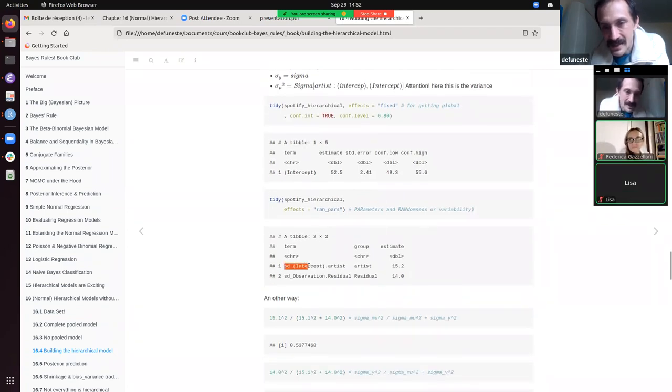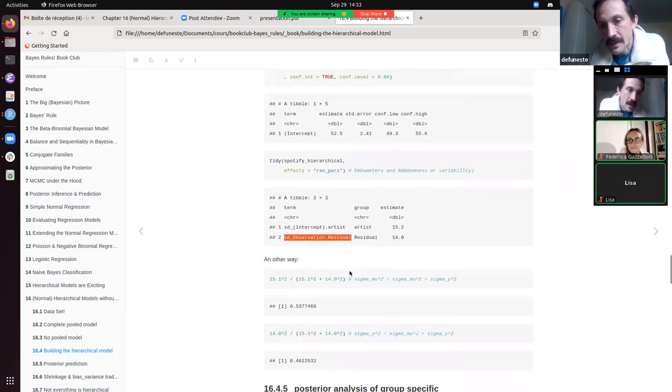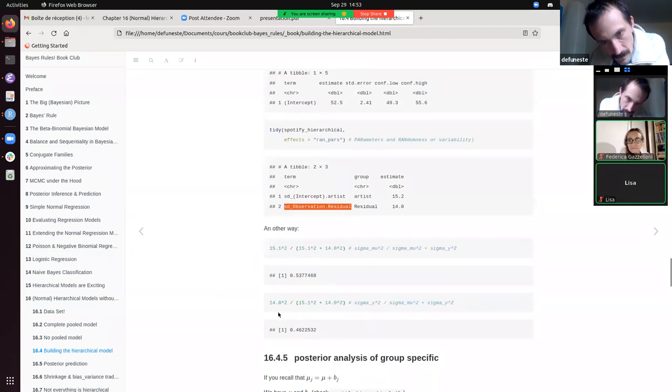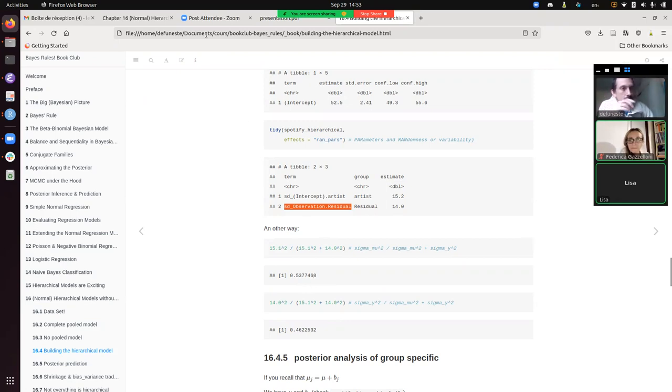Let's remind ourselves that this first line is sigma mu, which is the variation between artists. And this standard observational residual is the variation between songs of an artist. So this is sigma mu squared divided by sigma mu squared plus sigma y squared. This goes around 54%. That means we have more variation between artists than variation between their songs, which makes sense.